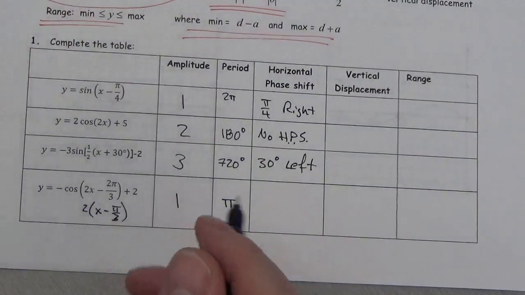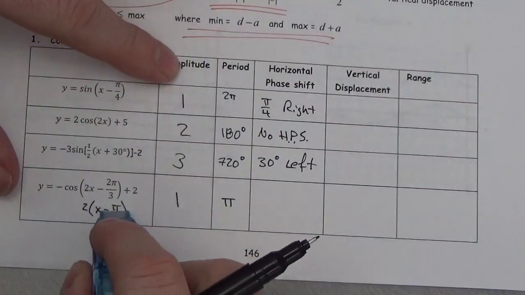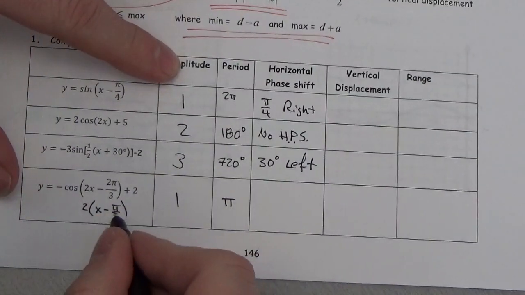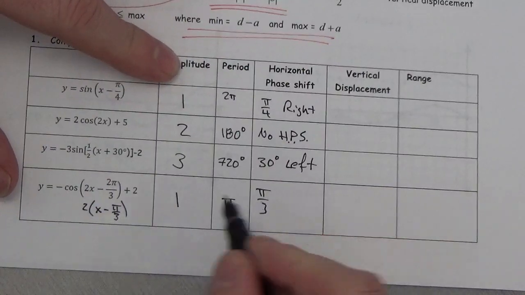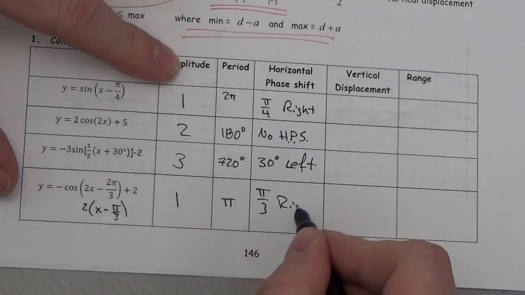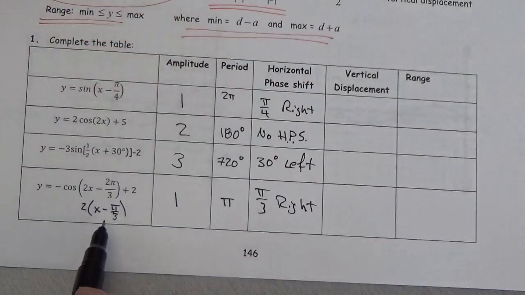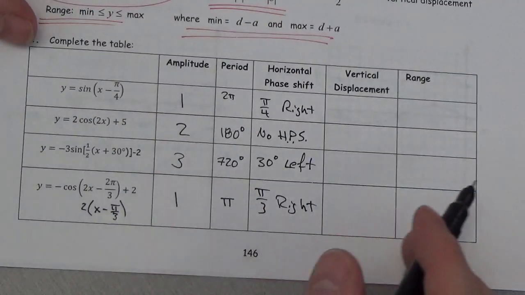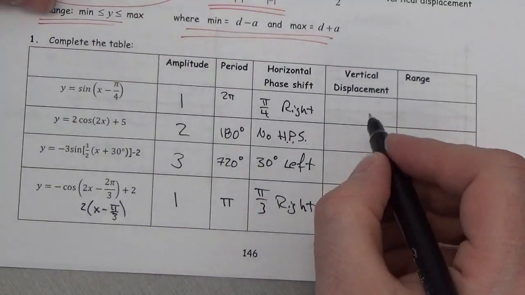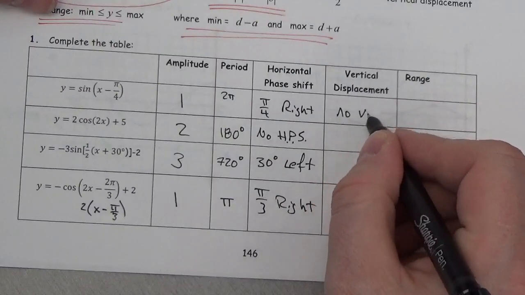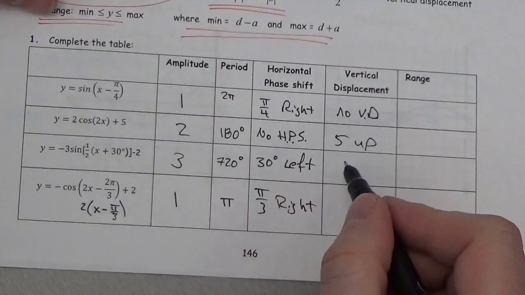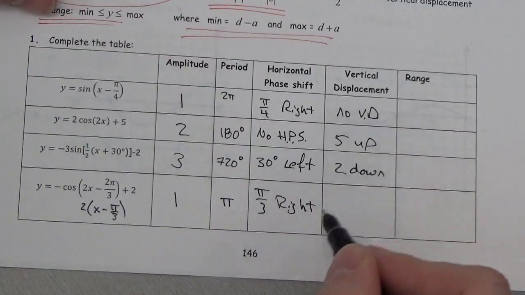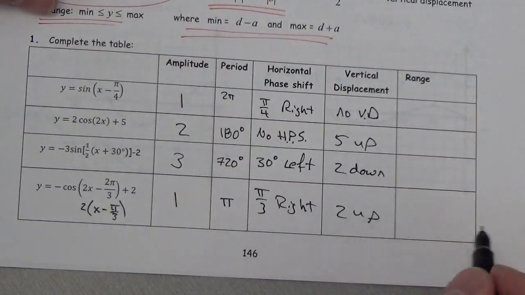So this phase shift, that didn't come through very clear. That phase shift, when you take out the 3, is going to be pi over 3. So pi over 3, because it's negative, this is going to be to the right. Okay, because that subtraction is supposed to be there. My vertical displacement here, there is no vertical displacement. Here it's going to be 5 up. Here it's going to be 2 down. And here it's going to be 2 up.